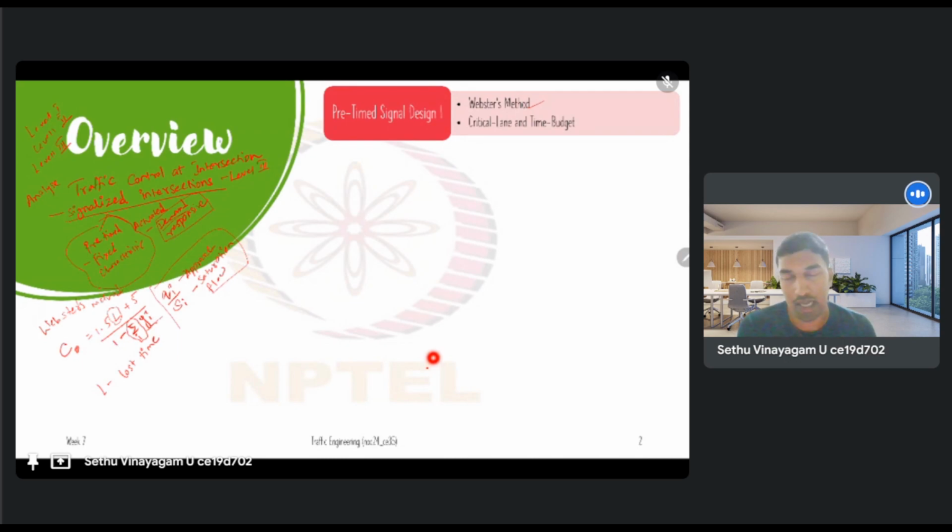So we have to take the maximum of all that, which is what we call the critical flow ratio. That will give you the optimal cycle length. This is called Webster's method. And then we also looked at two different concepts called critical lane and time budget.